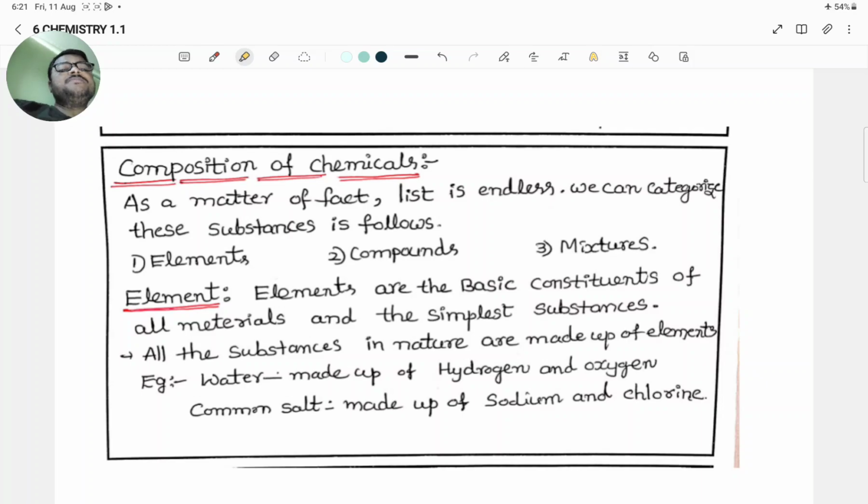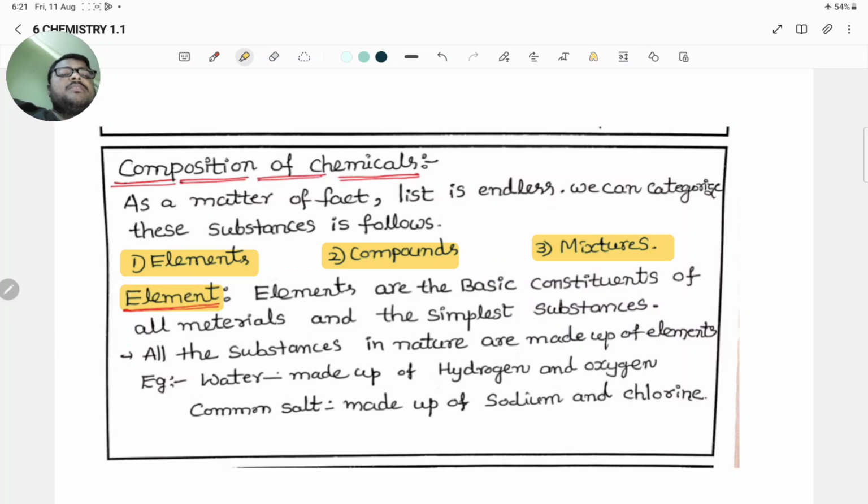As a matter of fact, the list is endless, but we can categorize these substances as follows. Chemical substances have three categories: first, elements; second, compounds; third, mixtures. Now, what is meant by an element?